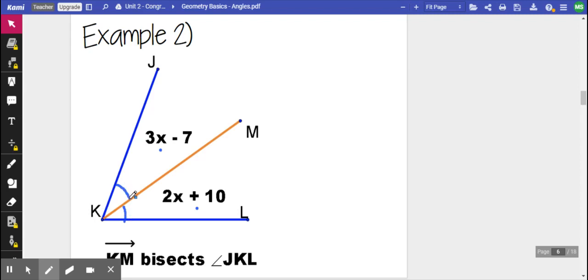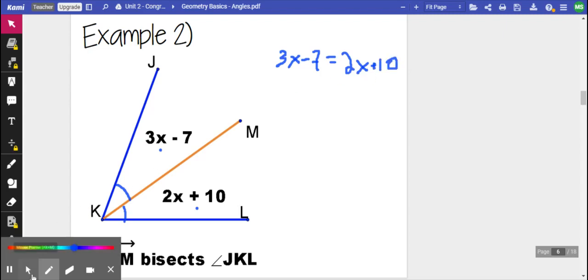So we'll put one angle marker in both those places, and we can set these two equal to each other. So I can say that 3x minus 7 is going to be equal to 2x plus 10. And then I'm going to be using some equation-solving skills to finish this one out as well, like last time. So I can first add 7 to both sides.